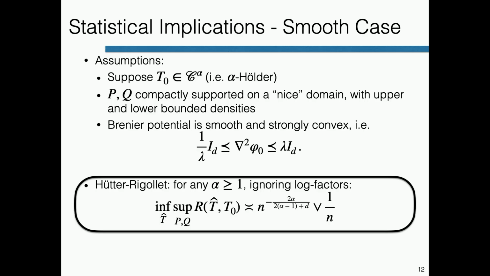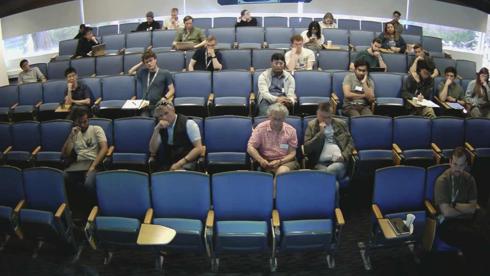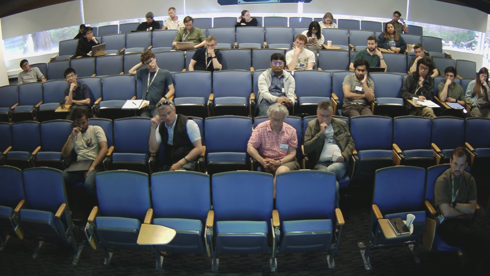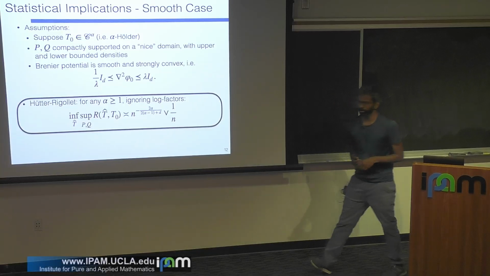Yeah. Oh, just treating it as a constant. Not sure if I know the answer to this. Maybe I think there's a lambda squared sitting in front. That's what will come from the stability bound.